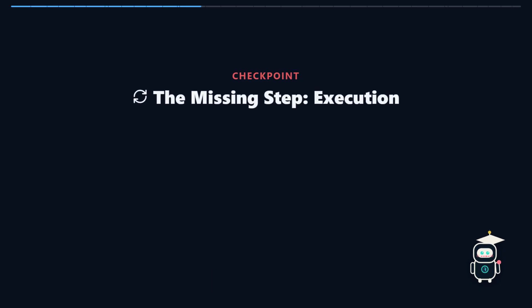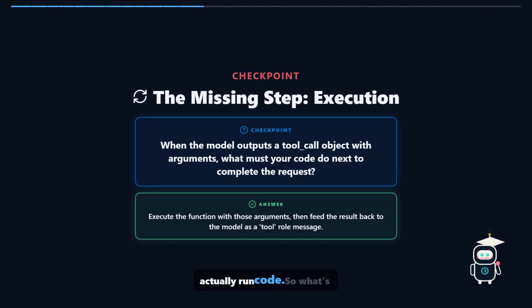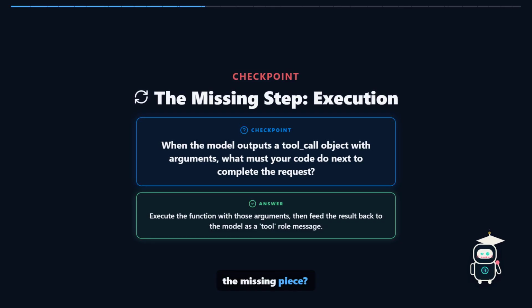Now let's lock in the core loop. The model is great at deciding which function to call, but it can't actually run code. So what's the missing piece?